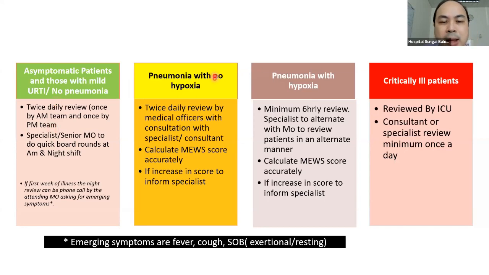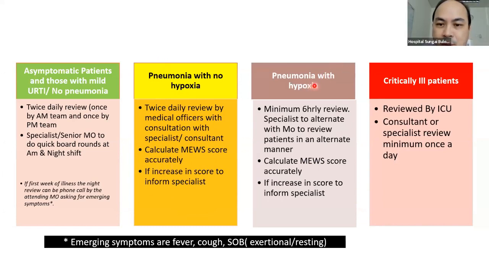Those with pneumonia, that means the chest X-ray has changes, but the patient doesn't need oxygen, also get a twice daily review by medical officers in consultation with specialists or consultants. We calculate the MEWS score. The MEWS score is basically all your vital charts, like your blood pressure, heart rate, respiratory rate, consciousness levels and all that. If the MEWS score is increasing, heart rate is increasing, respiratory rate is increasing, fevers are increasing, usually these are the warning signs that the patient may be getting more severe.